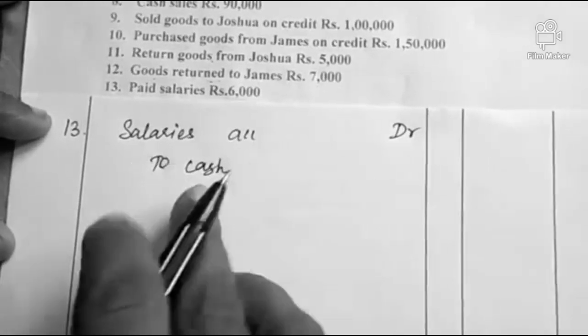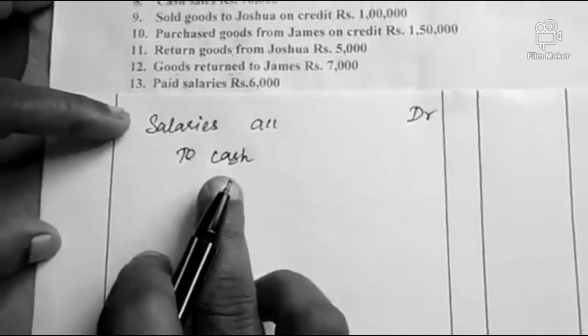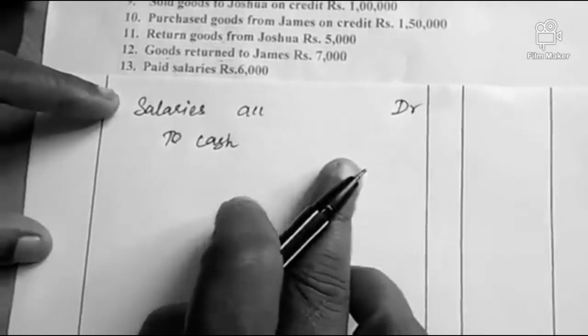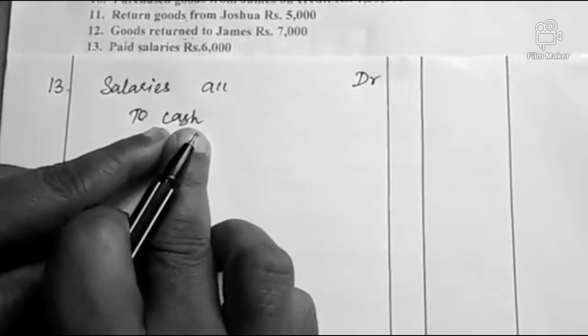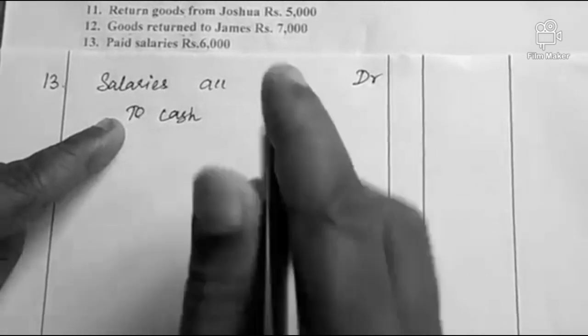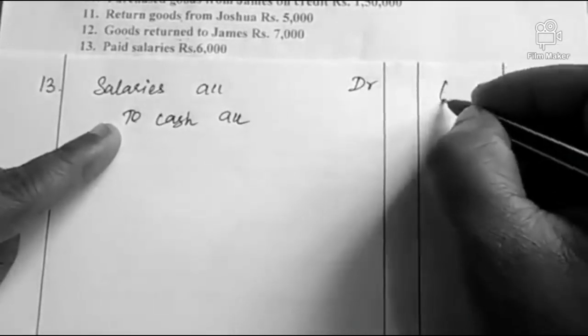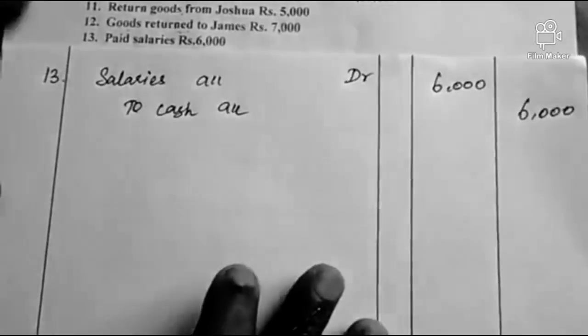You are paying salary in the form of cash, no? So when you pay salary, what goes out? Cash goes out from the company. Okay, so cash is a real account. Real account rule is debit what comes in, credit what goes out. So it goes out, no? So credit. How much? 6,000. The next transaction.